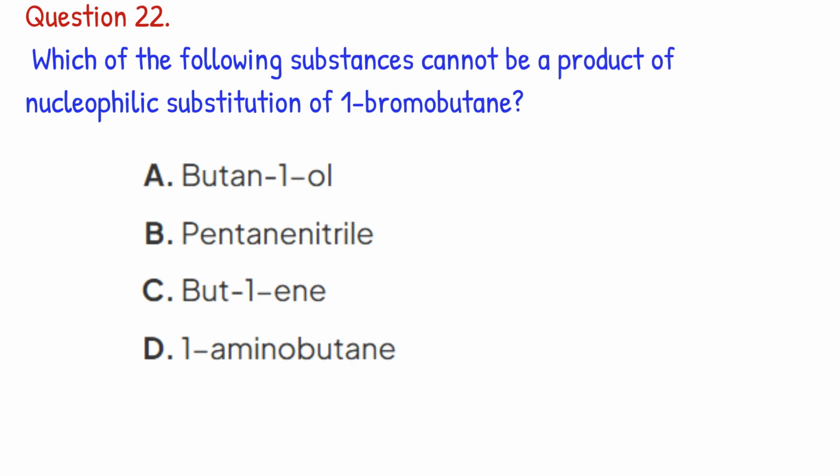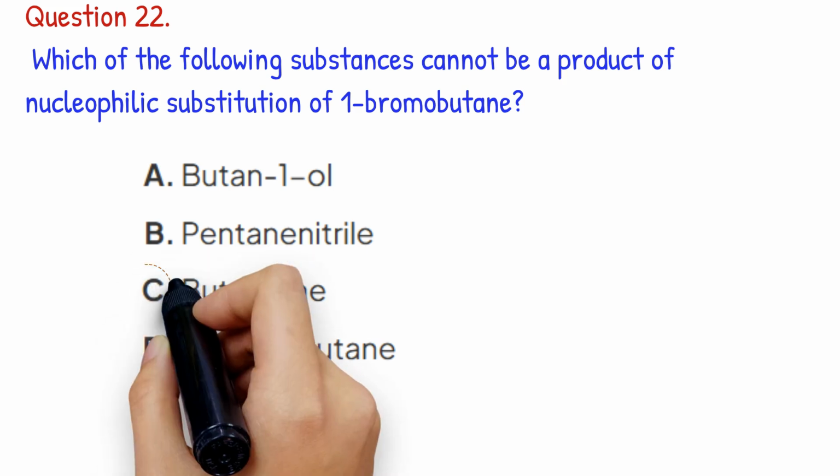Question 22. Which of the following substances cannot be a product of nucleophilic substitution of 1-bromobutane? The correct answer is C.